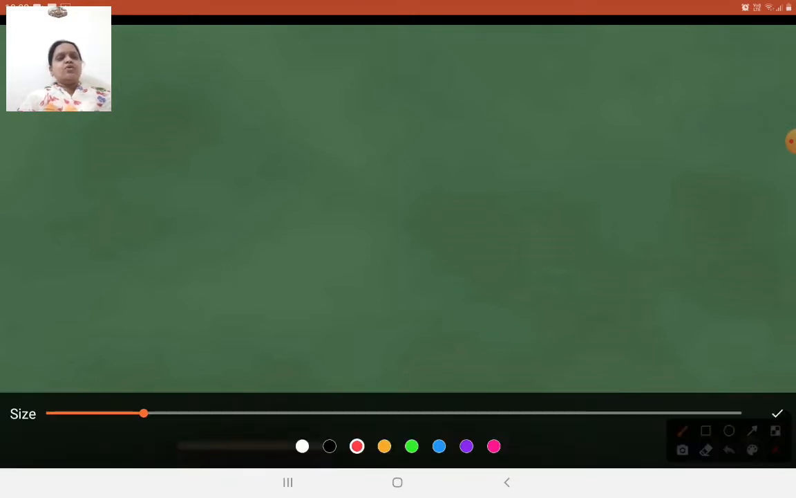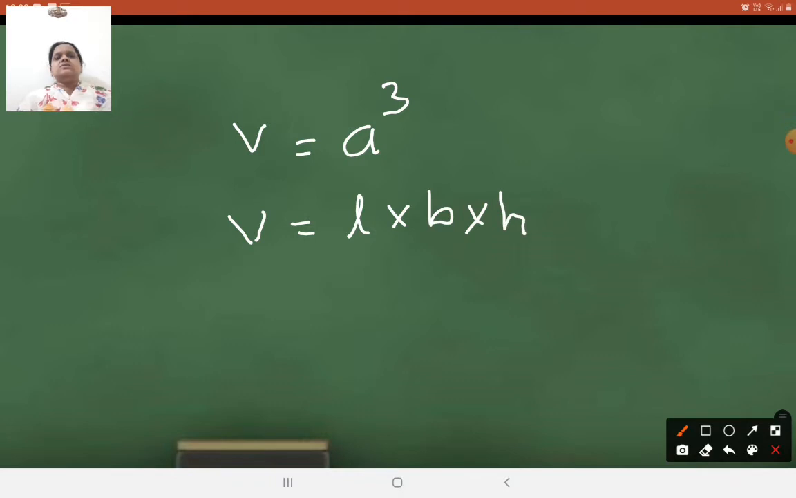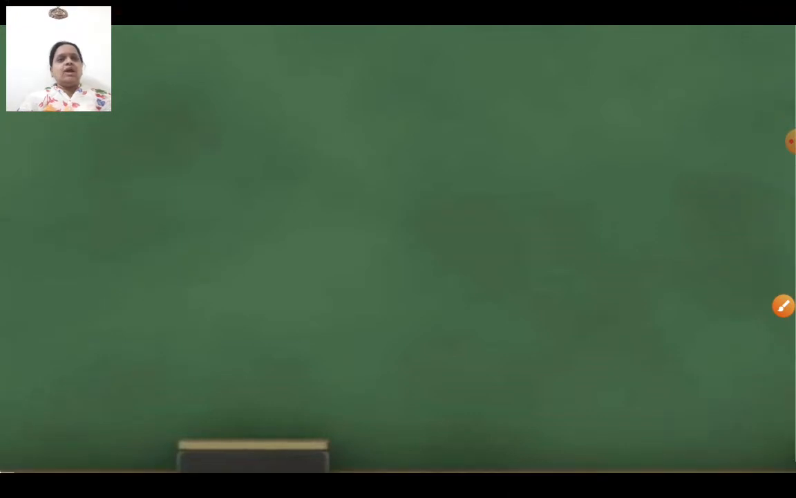Which formulas have we learned about the volume of a cube and cuboid? Do you remember what is the volume of a cube? Volume of a cube is equal to a cubed, where a is the side of the cube, and volume of a cuboid is equal to L into B into H, where L is the length, B is the breadth, and H is the height. By using these two formulas, we will continue with exercise 13.5.